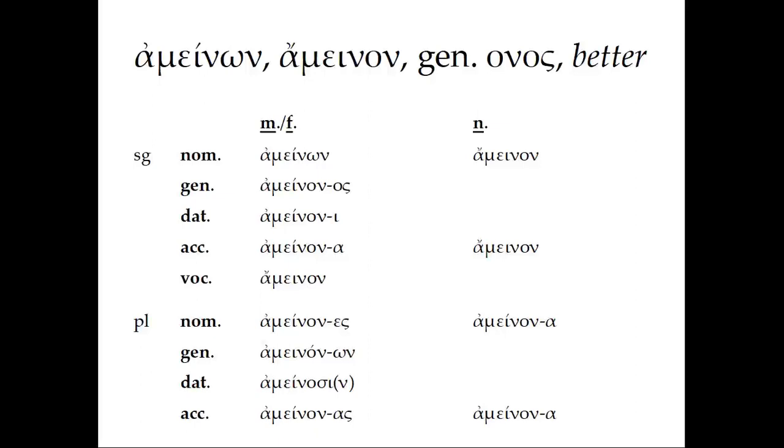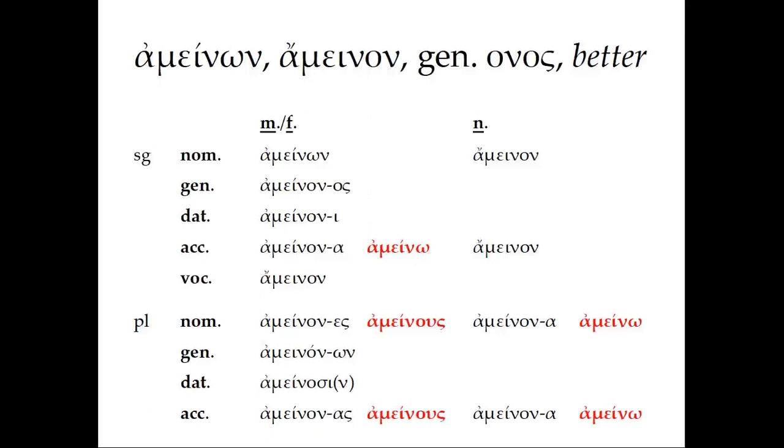There are, however, a couple alternative endings we might see. And we're going to see another possible form in the singular accusative, masculine, feminine, and the plural, nominative and accusative for the neuter, amena, with that long last vowel there. We're also going to see an alternate form for the plural, nominative, and accusative for masculine and feminine forms, amenus.